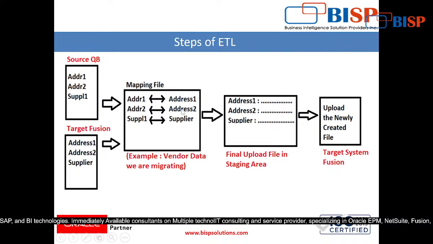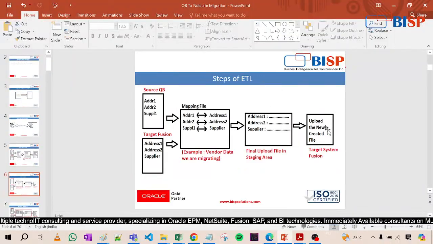So this is the complete process. First take the data, take the headers of the target, then interchange all the headers, which will be done with the help of scripting. Then the final sheet will be kept in the staging area, and then upload the newly created final sheet into the target. So guys, this is all about the migration process. This is called the migration process.